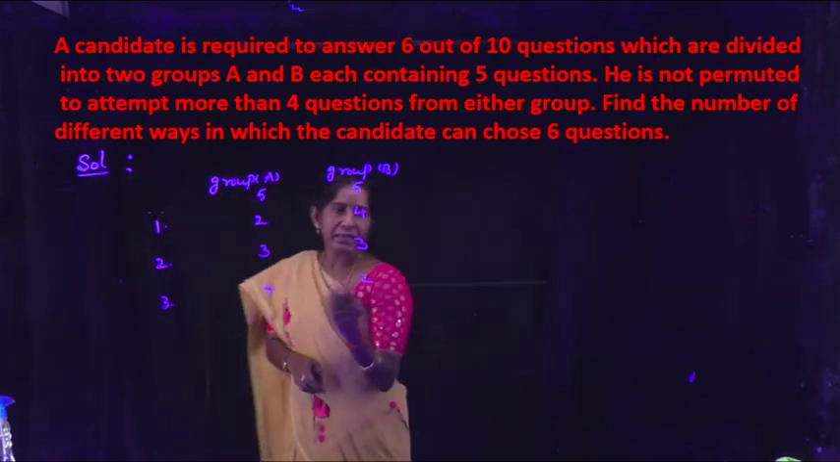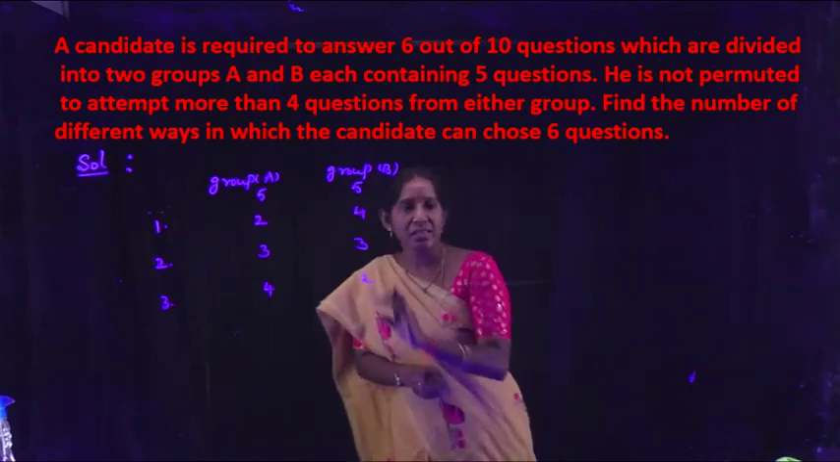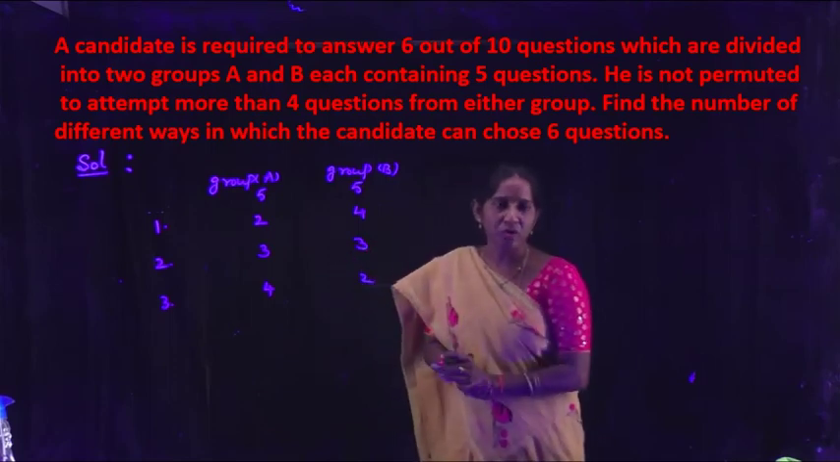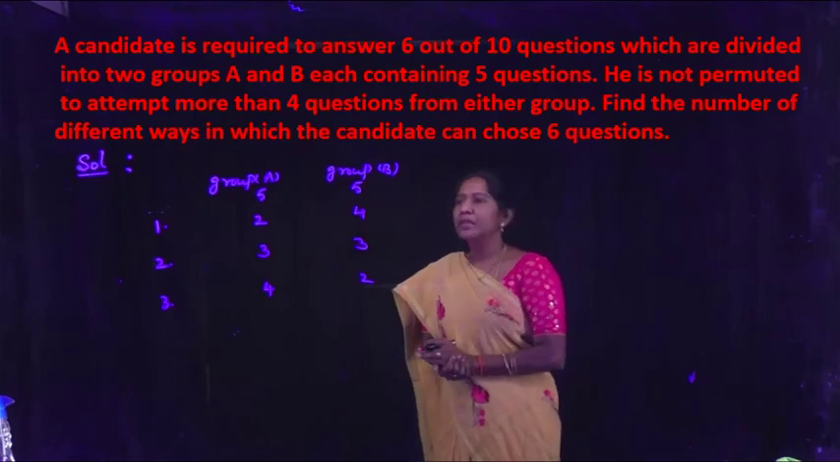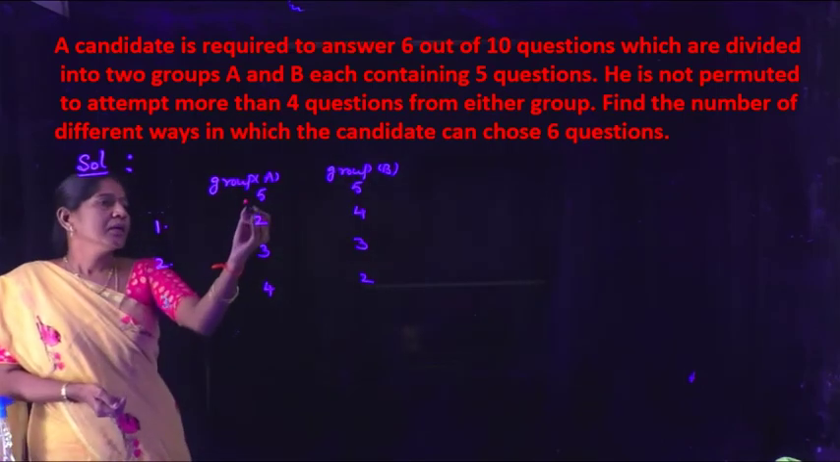Total questions are 10 questions. Group A contains 5 questions. Group B contains 5 questions. Not more than 4 questions from each group. We have to choose 6 questions in total. Then the types may be as follows.